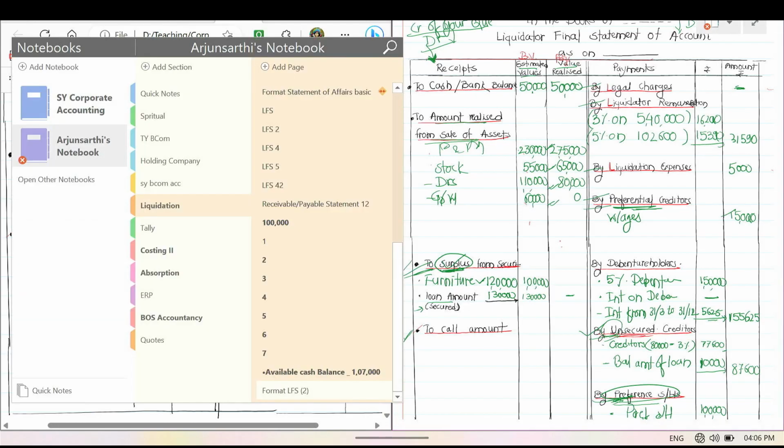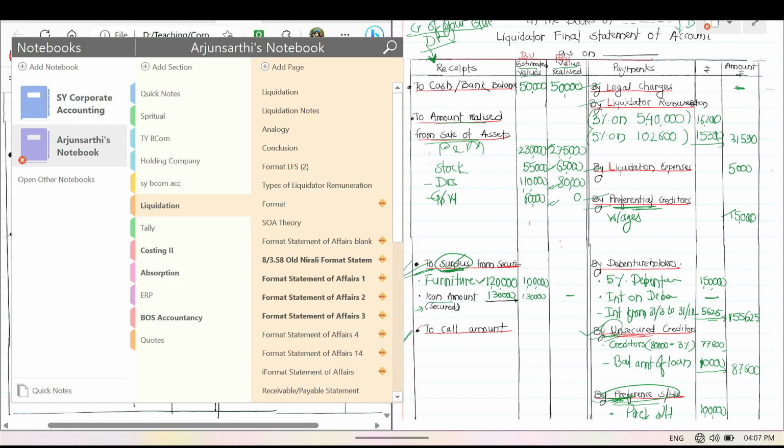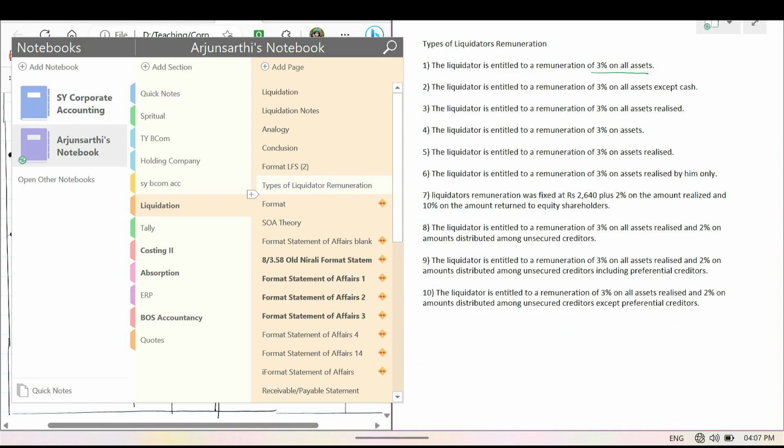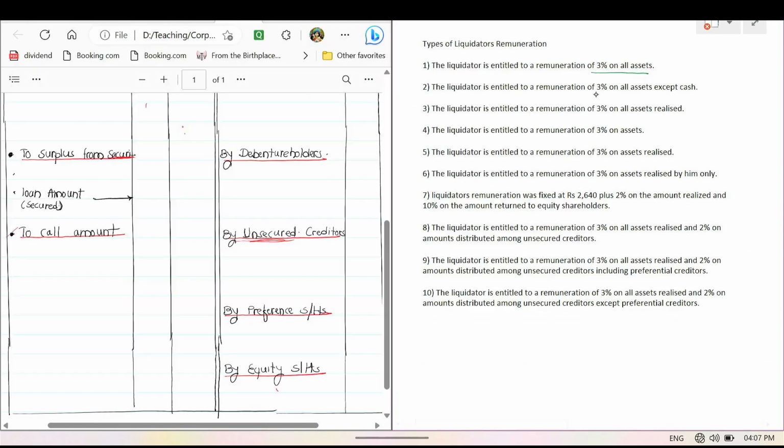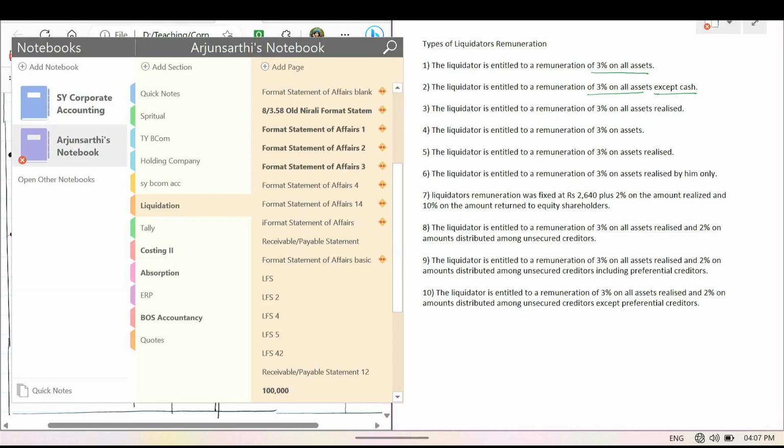Whatever I am saying, listen, because here you will find so many variations. Now after this, my dear students, what they are saying is: entitled to 3% on all assets except cash. Specifically they are saying don't give commission on cash, therefore don't give commission on cash.